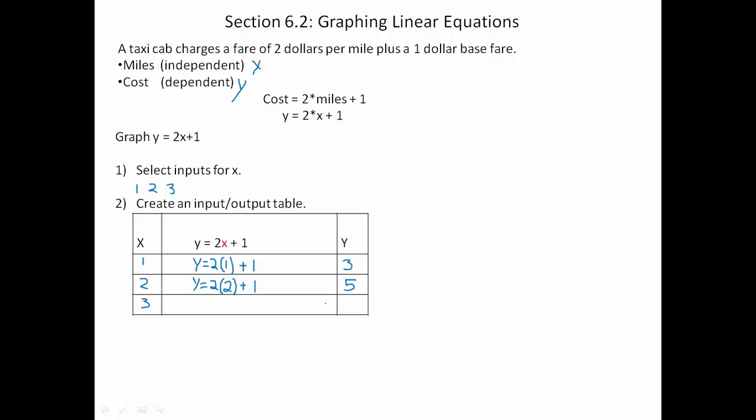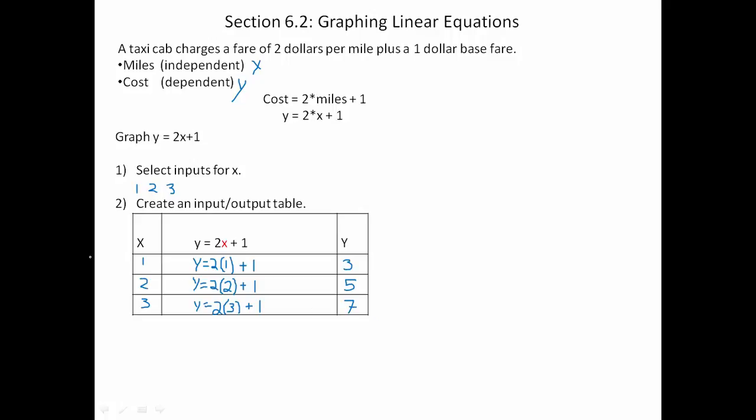Alright, last one. Go ahead and pause the video and see if you can work out what that last row ought to be. Did you get it? In this case, I'm going to have y equals 2 times 3 plus 1. So a 3-mile cab ride is going to charge me $2 per mile. That's $6 plus the 1 will give me $7.